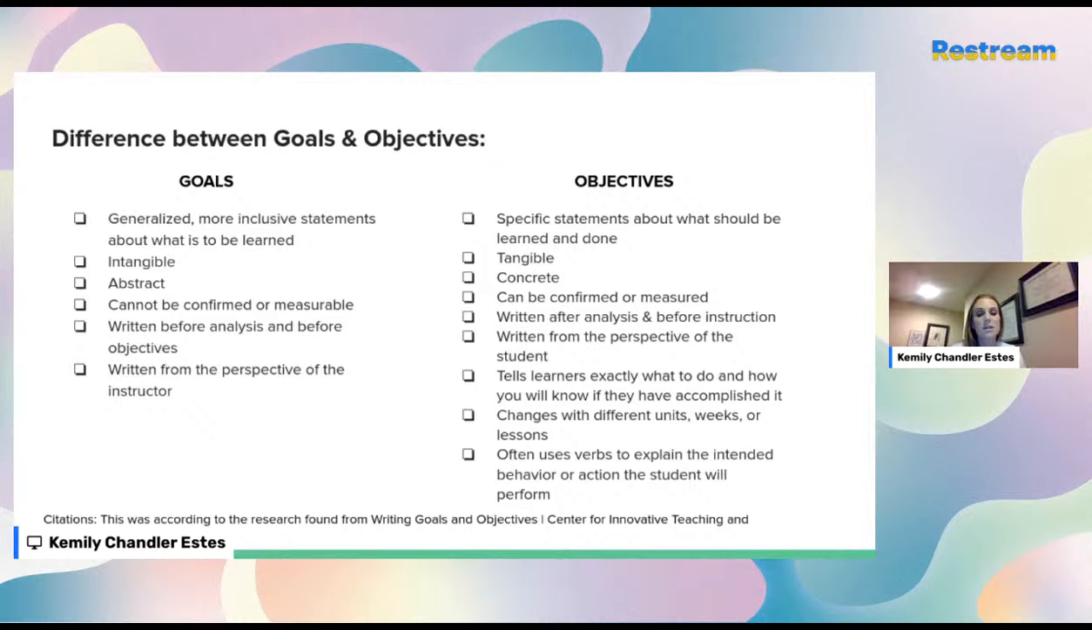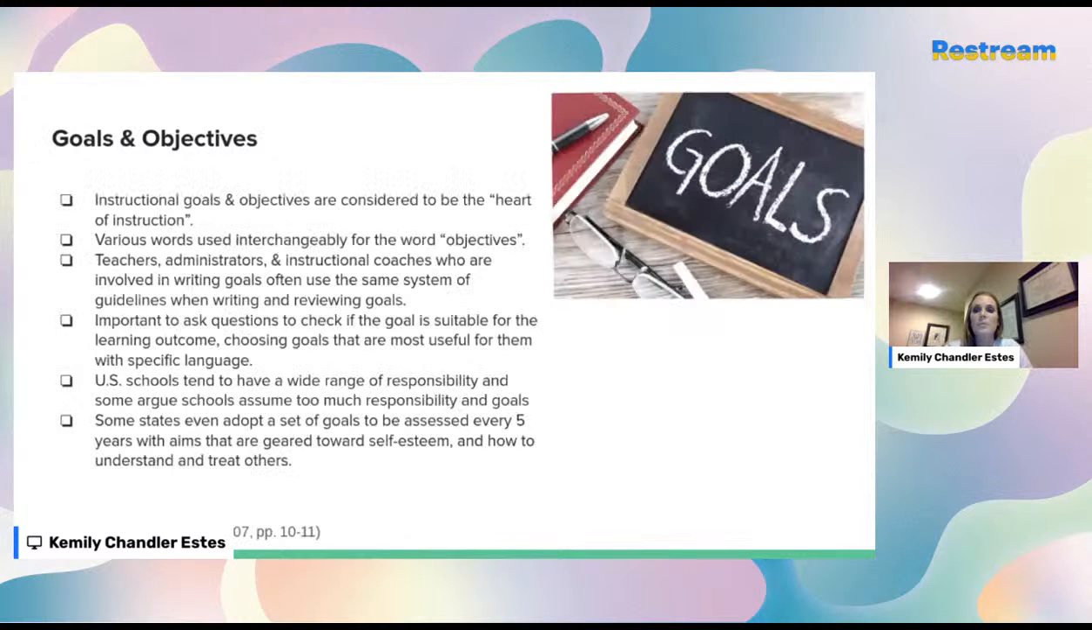Whatever the skill is that you're teaching, your objective should match that. Your objectives often use action verbs: the student will analyze, the student will demonstrate. They use those verbs to explain the intended behavior or action they are going to perform. And objectives to me are so important, especially as I'm heading into the curriculum and administration area. If your students do not know what they are supposed to learn, then what is the point?